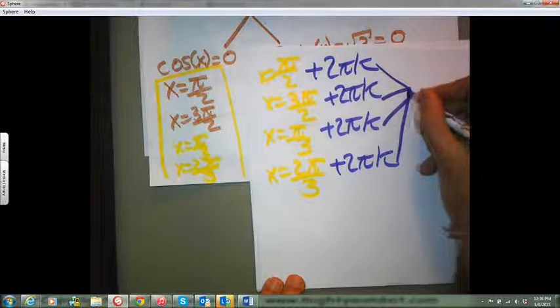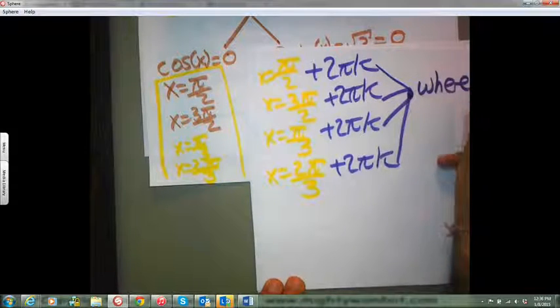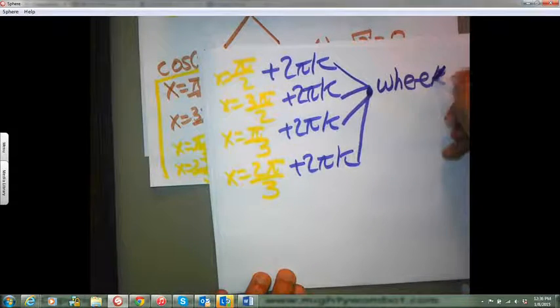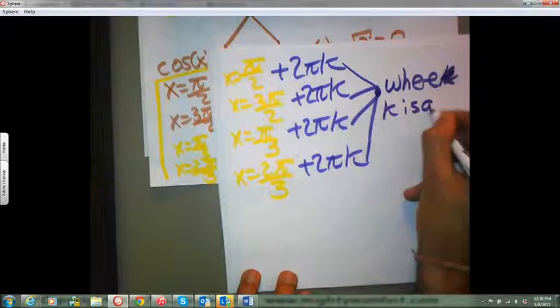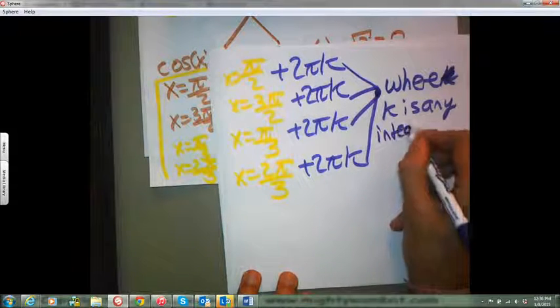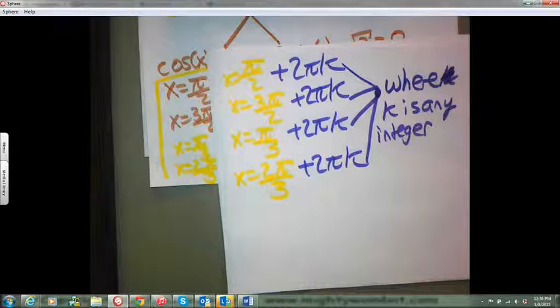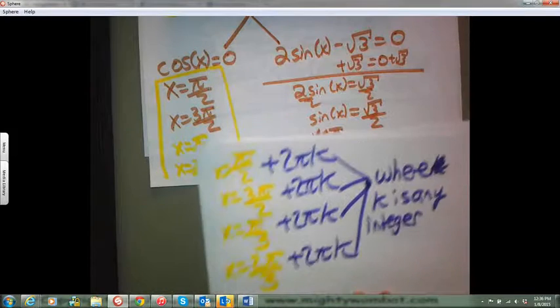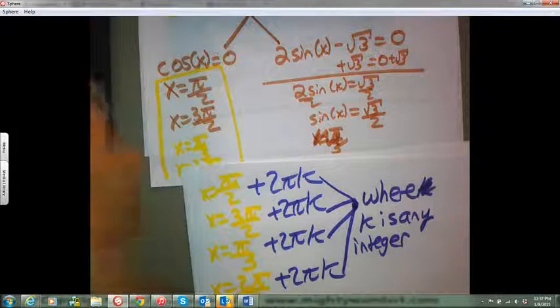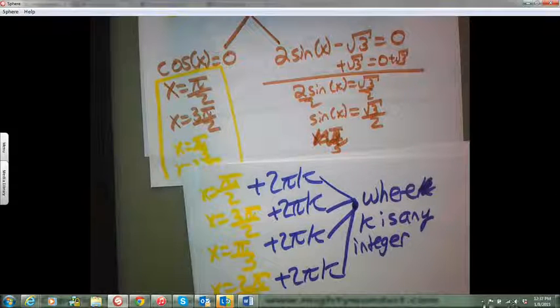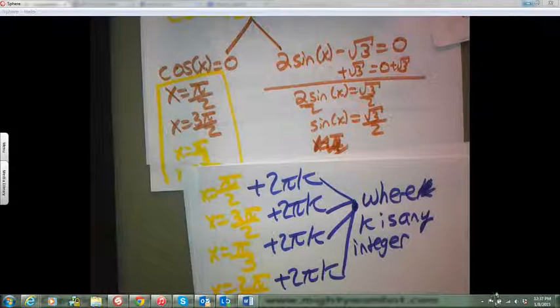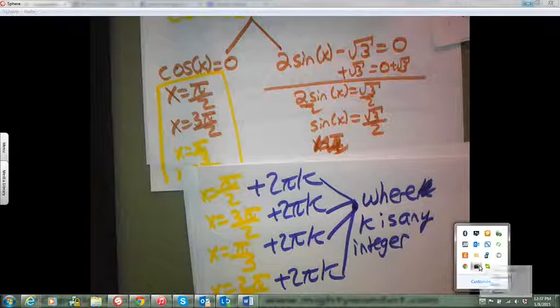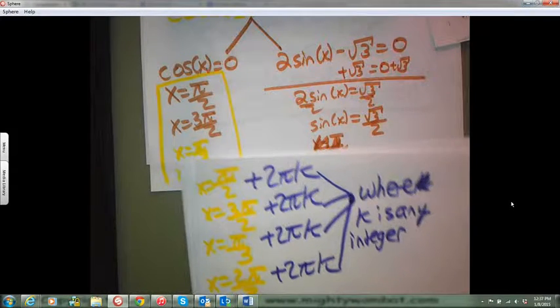And all these say where k is any integer. Let me stop here and see if there are questions before I go on. Okay, so any questions on this?